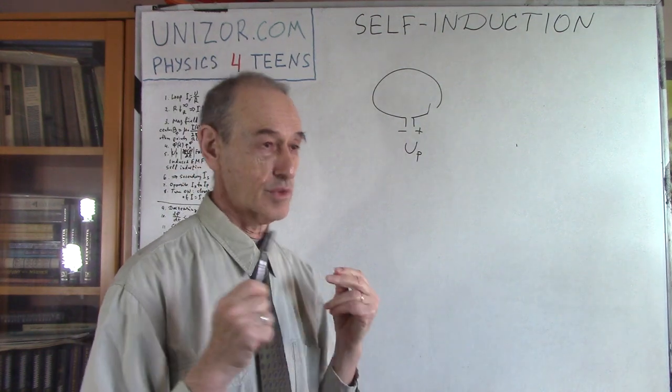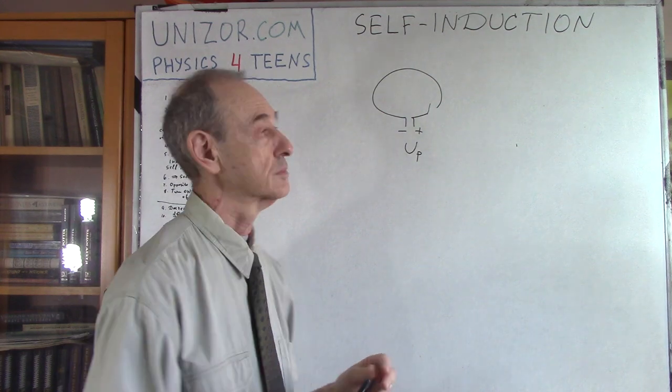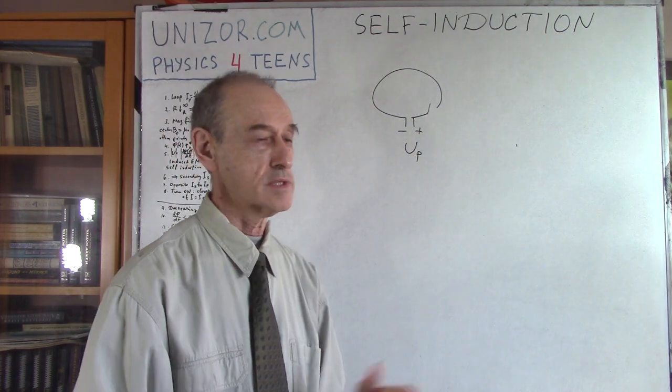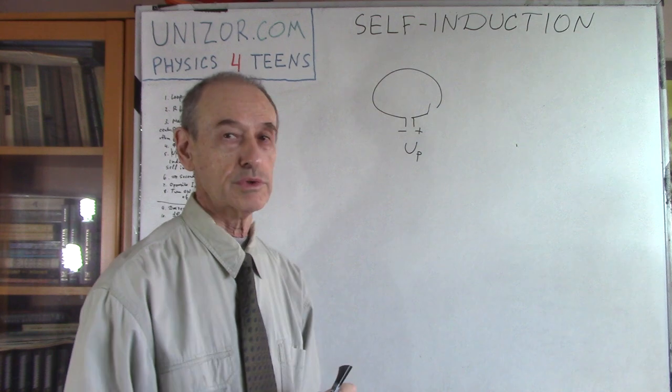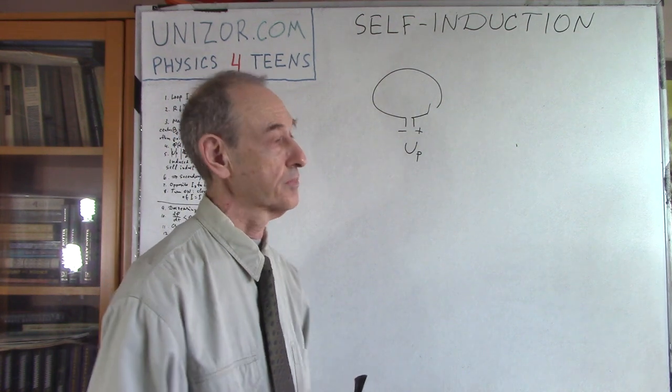So there is a change of current. In some way it happens, whether it's a switch or a resistor of changing resistance, etc. And that's what's very important to analyze. What's happening in this particular case?